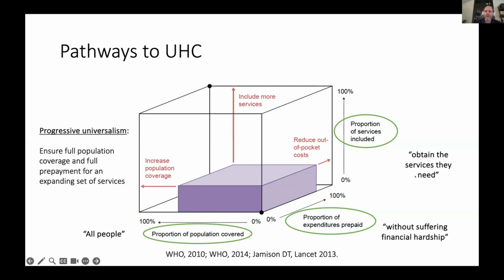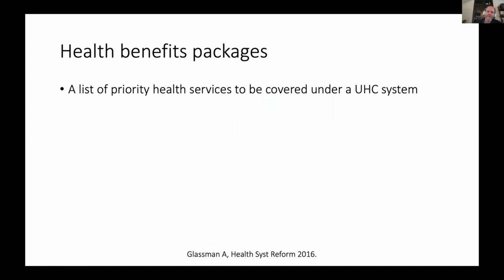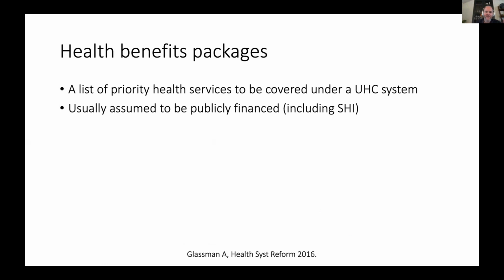And so then the real question for countries, particularly those that have resource constraints, is how do you figure out how far along this dimension you can move? What sorts of services can you afford to provide for the population? And this is where the idea of essential health benefits packages comes from. The benefits packages are basically lists of priority health interventions that are covered under UHC. They're usually assumed to be publicly financed, including through social health insurance systems.